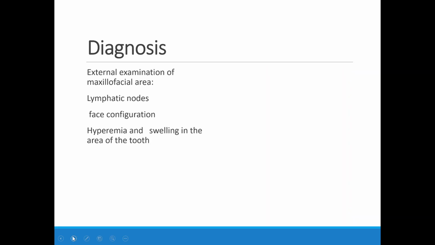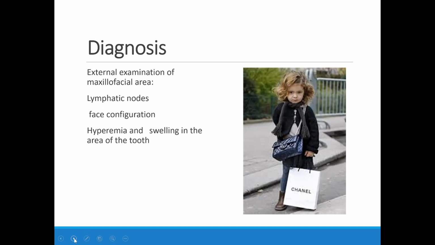External examination of the maxillofacial area. Lymphatic nodes, of course: because when we have acute pulpitis or exacerbation, we will palpate the lymphatic nodes, and they will be enlarged. Face configuration, again, in acute pulpitis and exacerbation, we can see a change in the configuration of the face. Hyperemia and swelling in the area of the tooth, usually again in these cases.